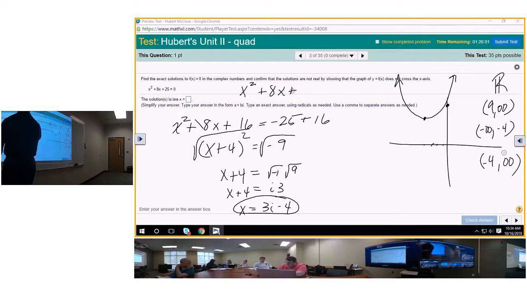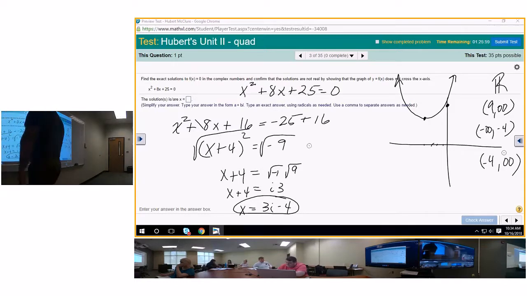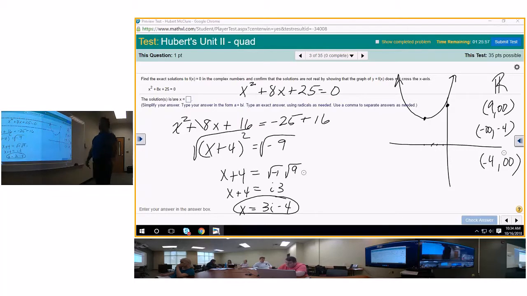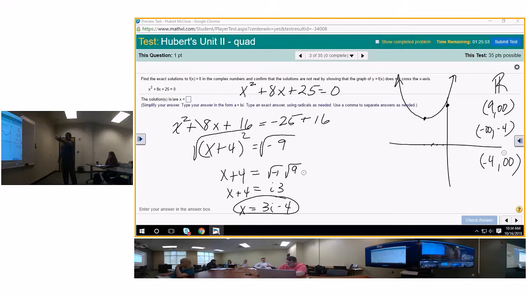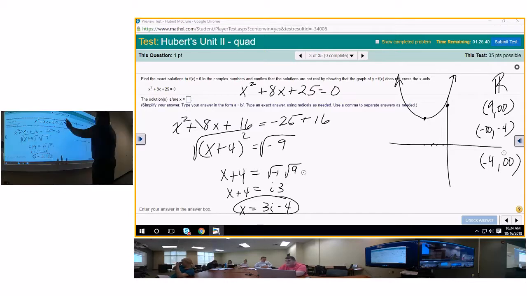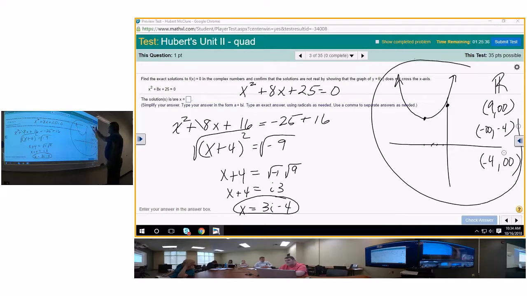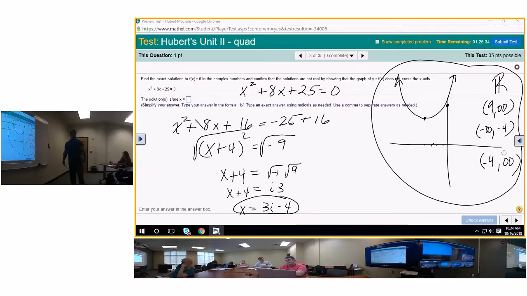8x plus 25 is equal to 0. Now, there's actually 2 or 3 steps you could skip. So that's what you're going for. You're going for being able to take a function, do all of this, and give me this within a matter of a couple of minutes.